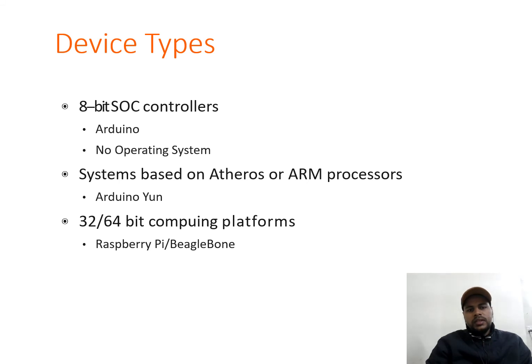So, what are the device types that are used to implement these devices? First one is the 8-bit system on chip controller. This is the Arduino kit, which you must have heard of. It has no operating system. The second one is systems based on Atheros or ARM processors, like Arduino Uno. And the third device type for implementing a physical computing platform is Raspberry Pi. It is a Linux-based platform.